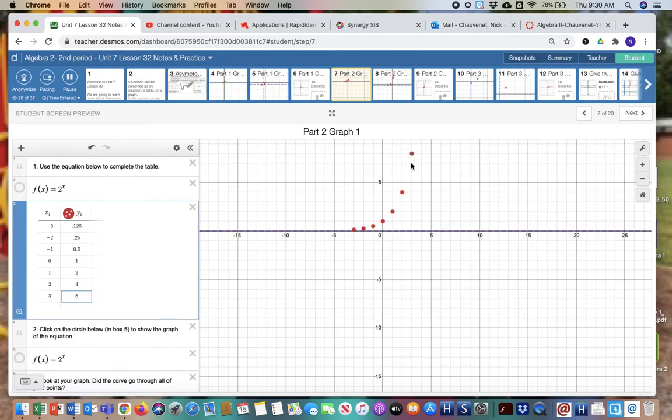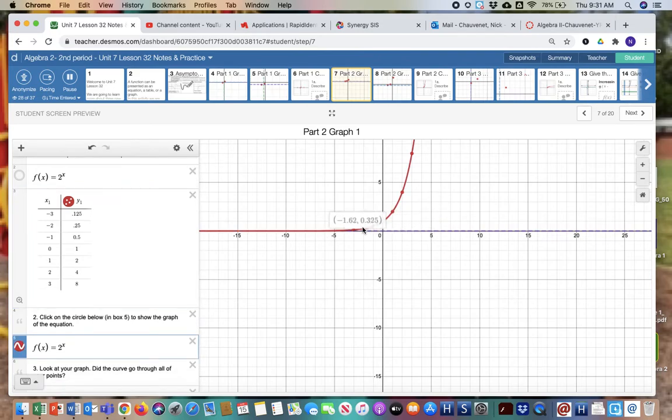Now you kind of can already see with these points what this line should look like. Let's click it, and there we go. Okay, so that's what the graph of the exponential function should look like. Again, notice this purple line here, that's my horizontal asymptote. This red line, as we move to the left, is going to get closer and closer and closer to that horizontal asymptote, but it won't actually touch it.